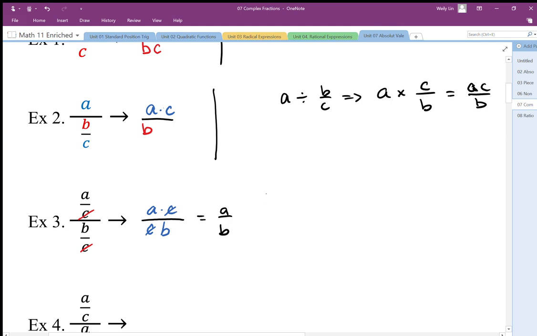And so we can always check this by dividing fractions. Convert that into multiplication. C's cancel out, and we're left with A over B.